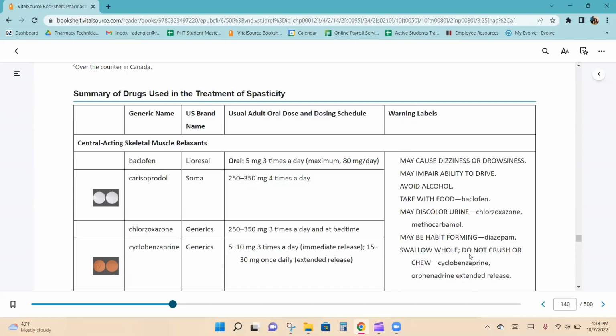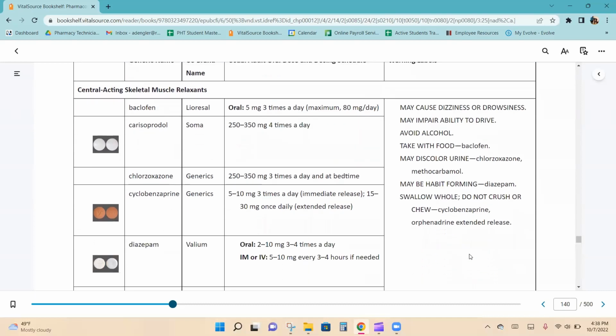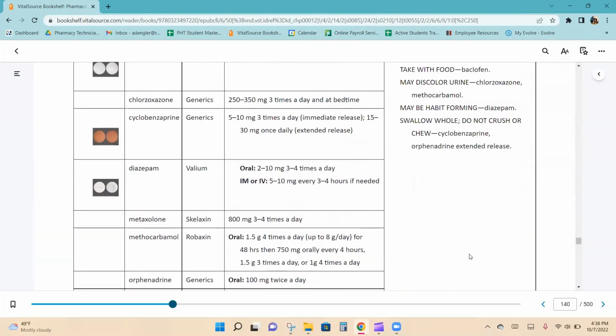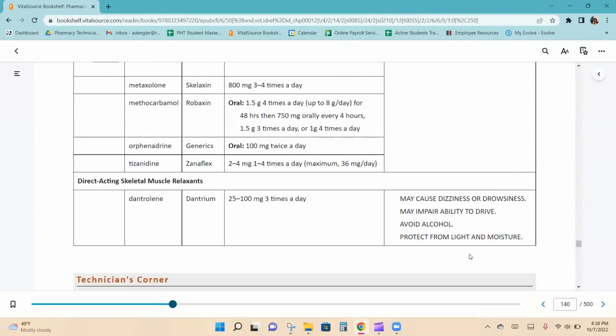It can discolor your urine, the chlorzoxazone and methocarbamol. The diazepam can be habit forming, of course, because it is a controlled substance, and we should not crush or chew cyclobenzaprine and orphenadrine extended release.